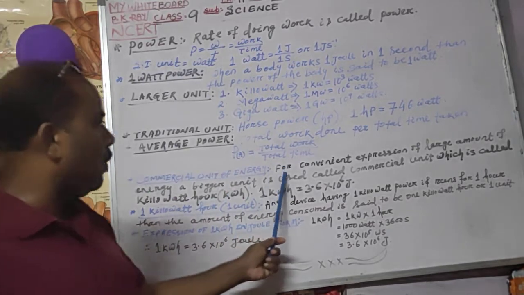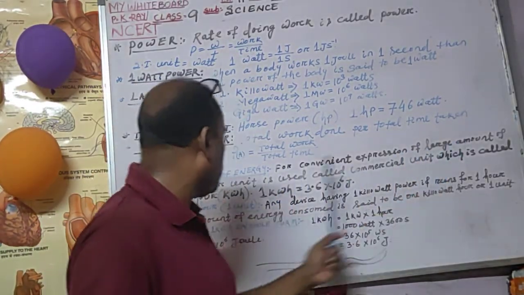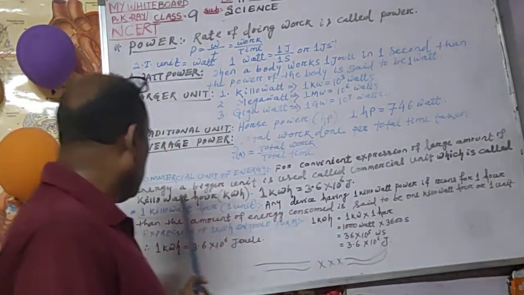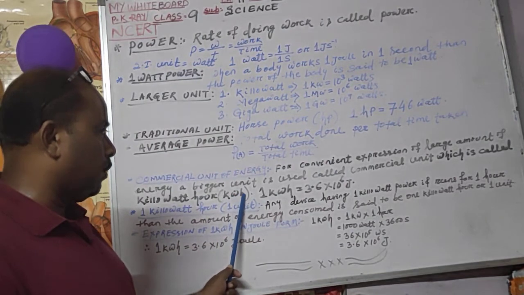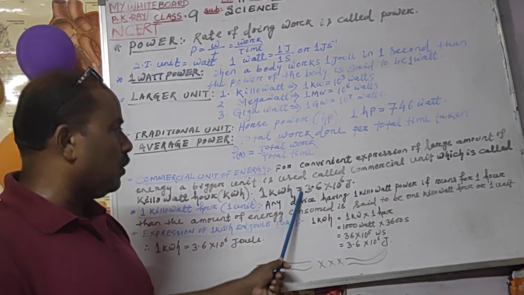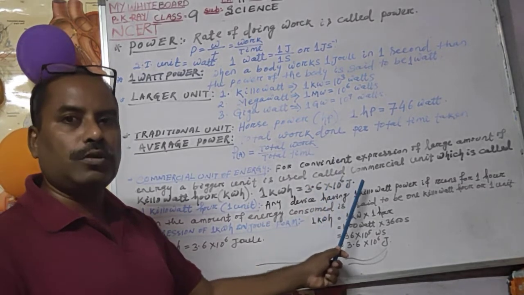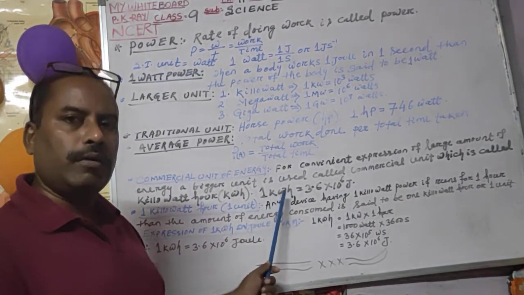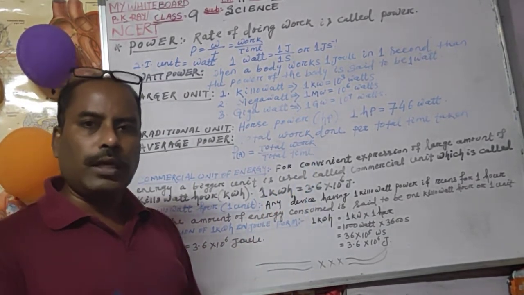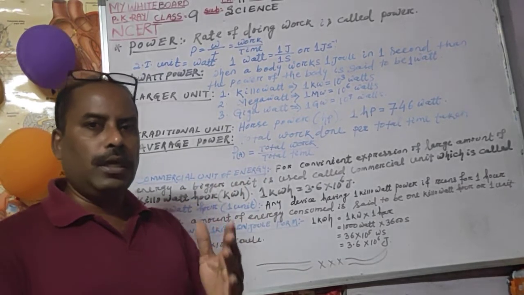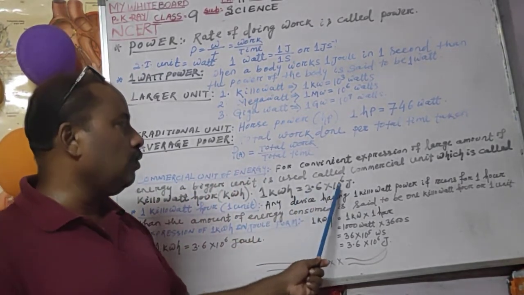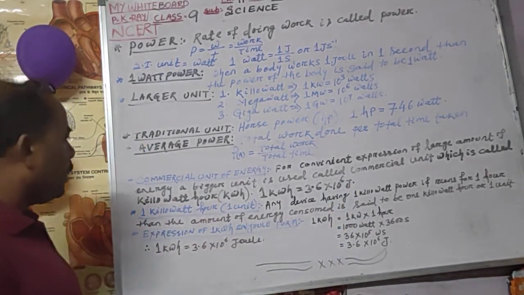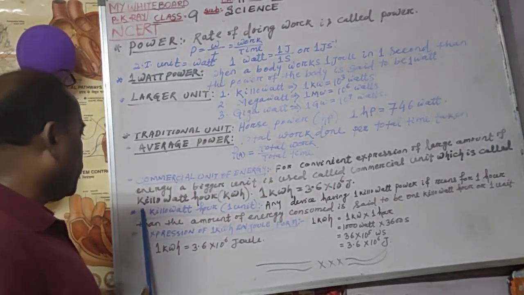So let us see. For convenient expression of a large amount of energy, a bigger unit is used called the commercial unit, which is called kilowatt hour, or kWh in short form. So 1 kilowatt hour is equal to 3.6 into 10 to the power 6 joule, because the SI unit of energy is joule. Here we are taking a larger unit, that is kilowatt hour. So the relationship is: 1 kilowatt hour or 1 unit of energy is equal to 3.6 into 10 to the power 6 joule.